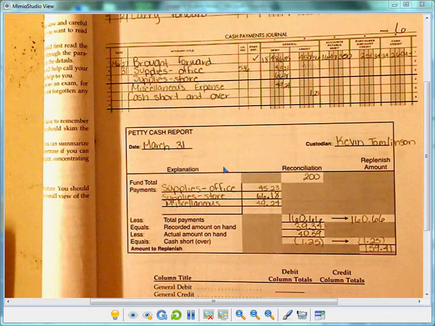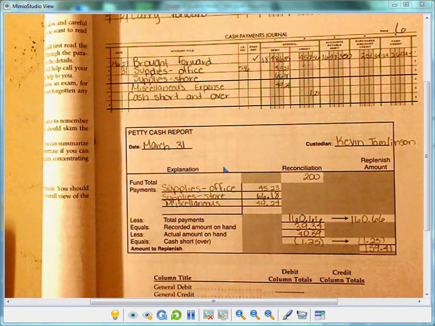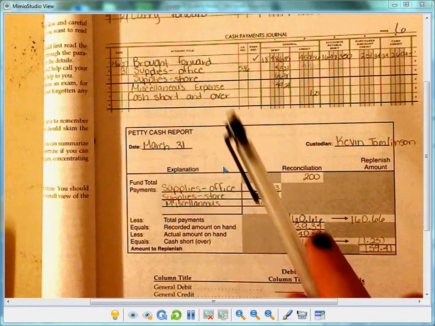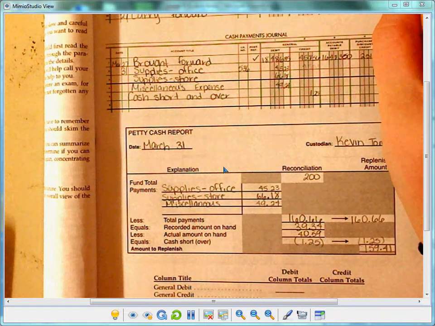That is the first line of the transaction, so that's on the same line as supplies-office, so this up here. And then cash credit, $159.41.